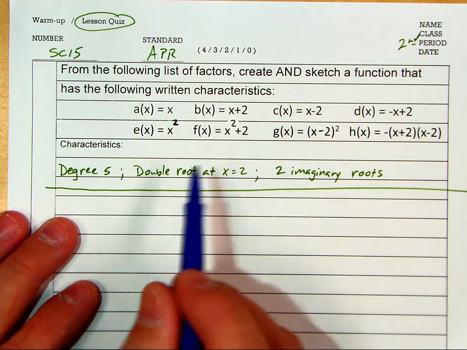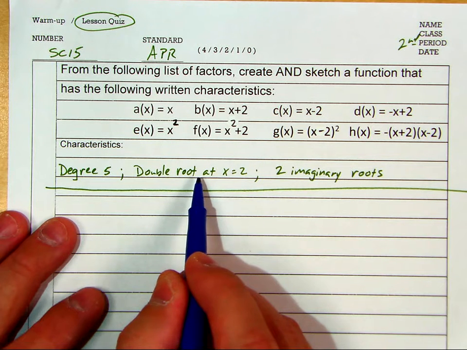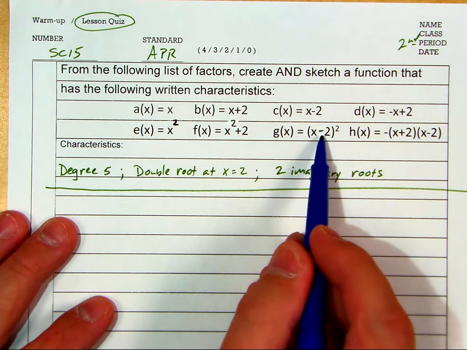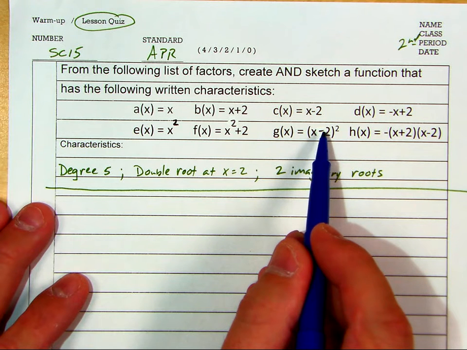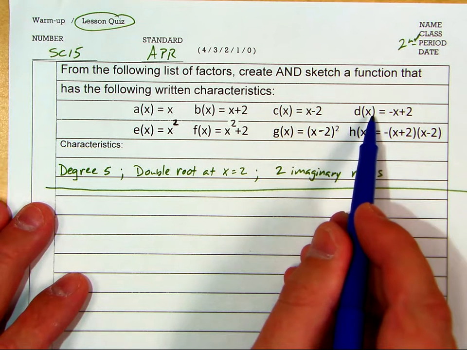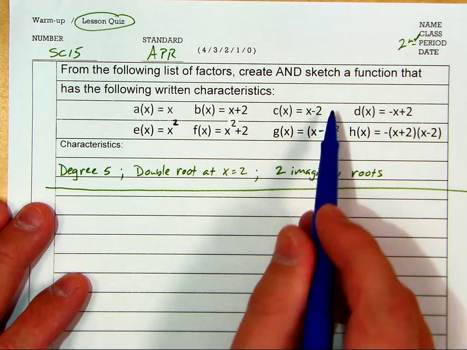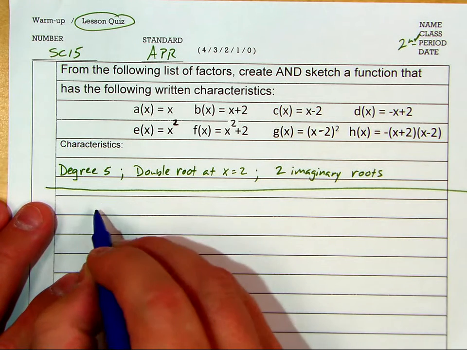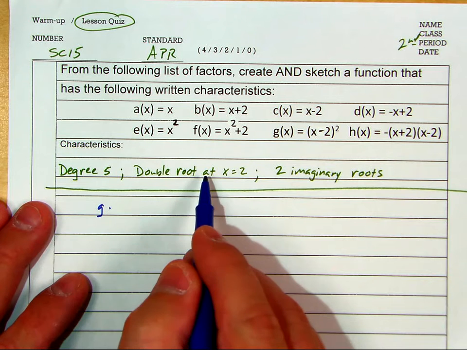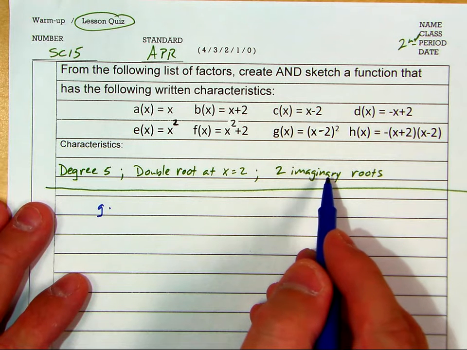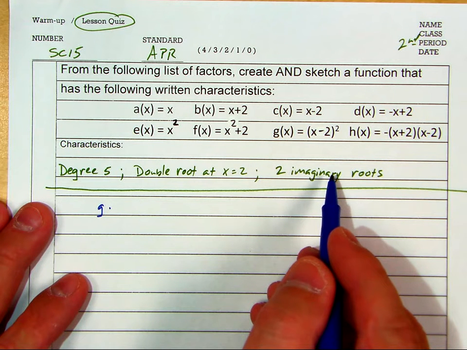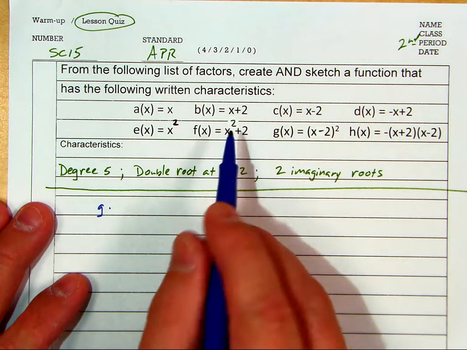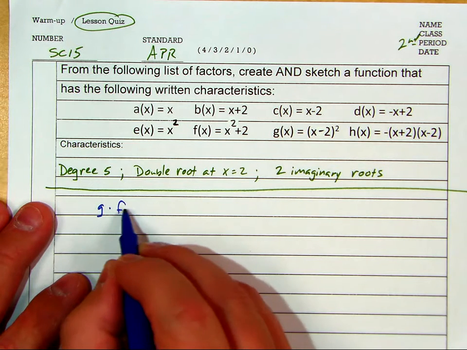So double root at x equals 2, let's see, this is a double root at x equals 2. Okay, you could also use c times d, both of those roots are at 2, but I'm going to use a double root. If you multiply those together, you get a double root. So I'm going to use g, that gives my double root at 2. The only function on here, and this is part of what I'm examining, the only function on here that has imaginary roots is f. So my function is going to be g times f.